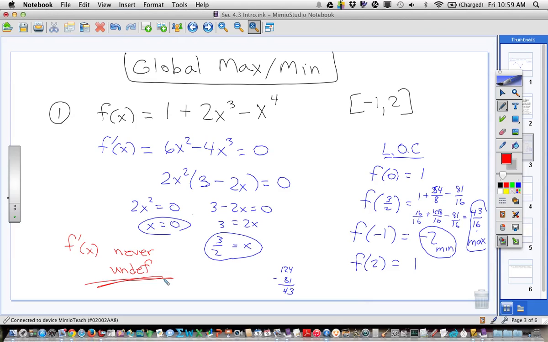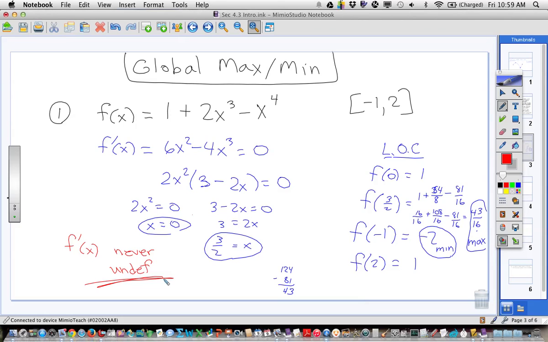So we need to say that in the problem. We need to say f prime is never undefined, because that communicates to me that you checked all of the possible places for the max and the min. All right, so I plugged them in there.